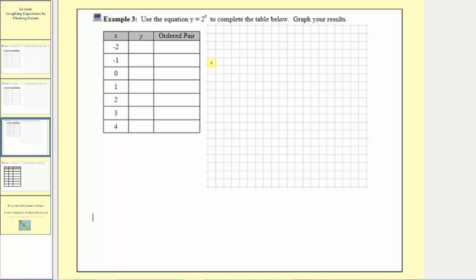In example 3, we want to use the equation y equals 2 raised to the power of x to complete the table below and then graph the results. Looking at the table, notice how we're given the inputs or x values, so we need to perform substitution into the equation to find the corresponding outputs or y values, write the ordered pairs, and then plot the points on the Cartesian plane. For this example, we'll assume we're not familiar with negative exponents or the exponent of 0.